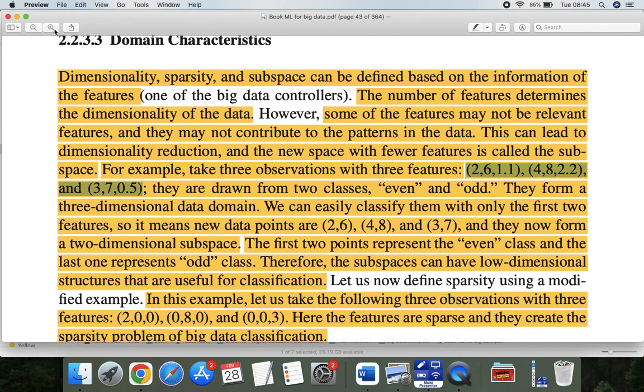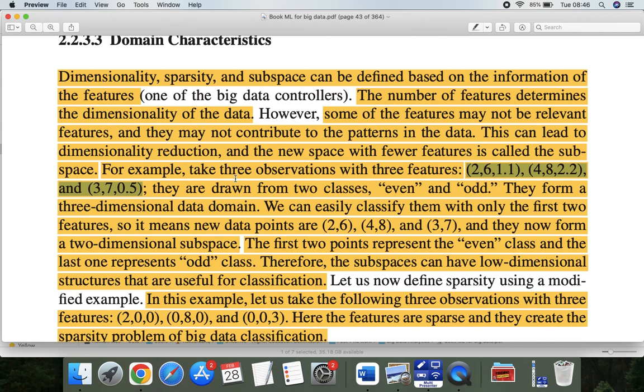In these three features, we have three columns. There are three observations and three features. Suppose we want to classify whether a number is even or odd. If you look at the third element of each observation, which is 1.1, 2.2, and the last one is 0.5, does that count towards defining whether they are even or odd? Not at all. So it will not matter whether we include this value or skip it.